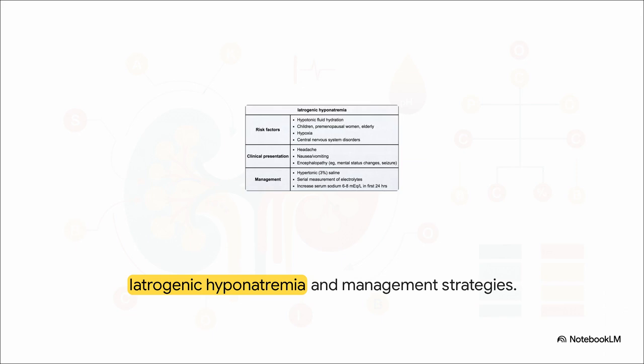There is a hard threshold for 3% hypertonic saline. It is strictly reserved for severe symptomatic hyponatremia. We're talking presentations with a seizure, coma, or severe neurologic symptoms. And of course, you must correct it slowly to avoid causing osmotic demyelination.